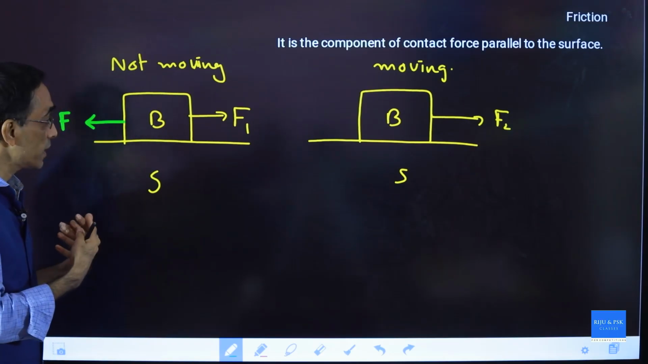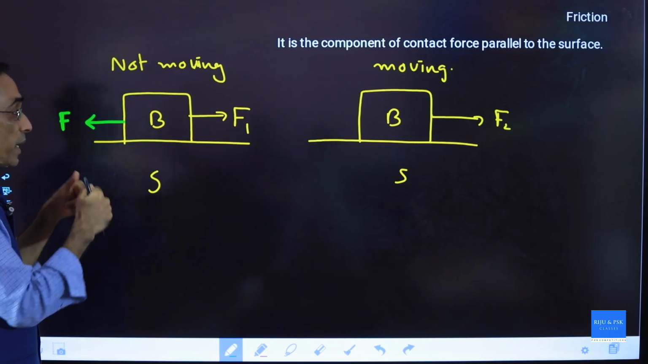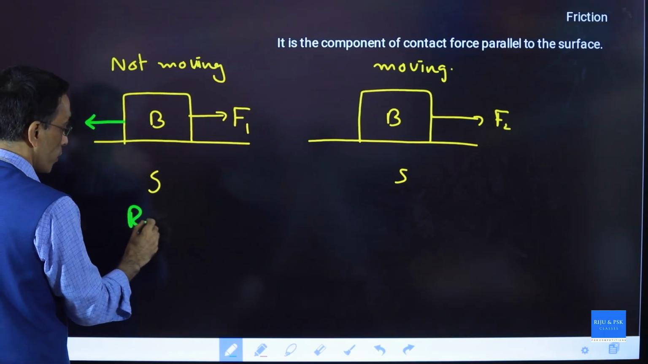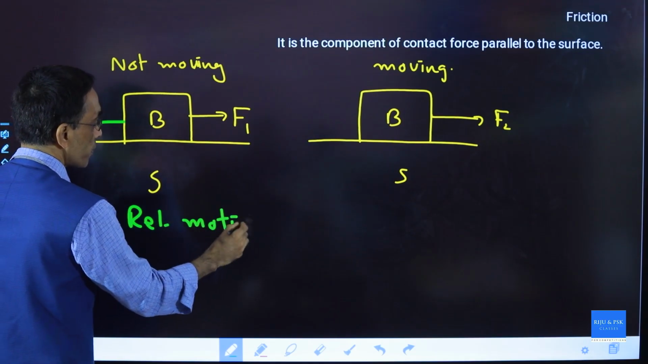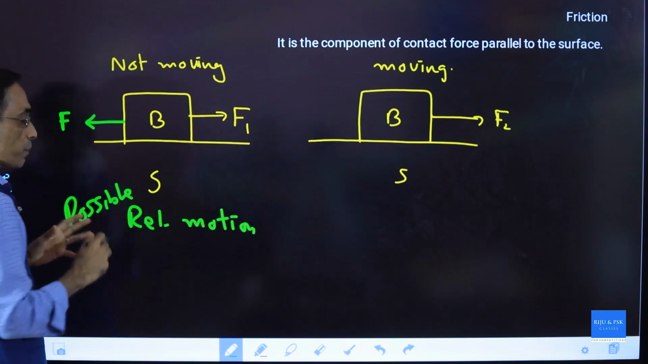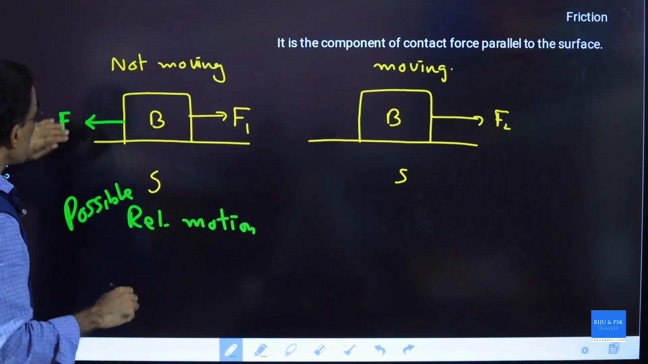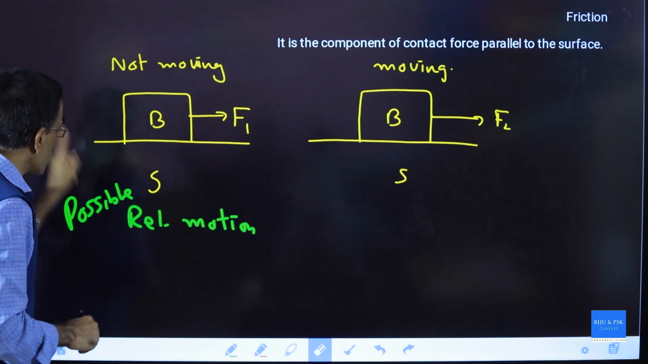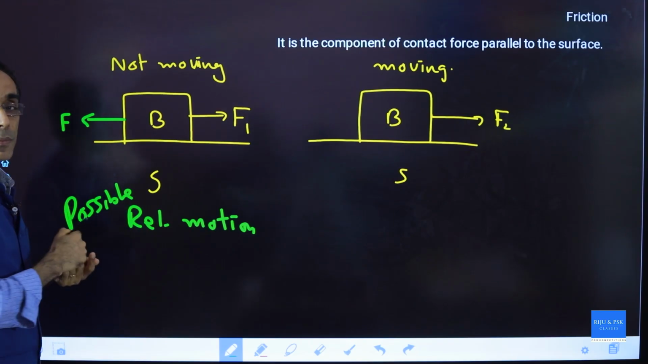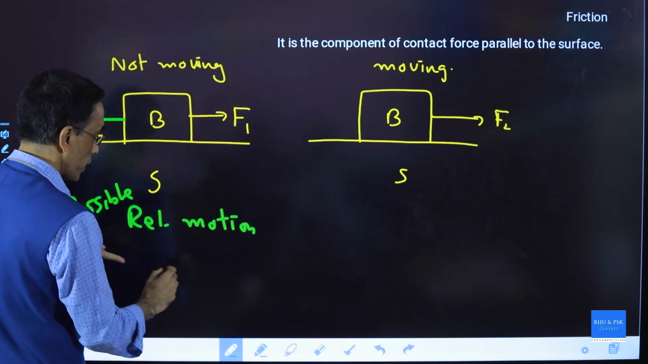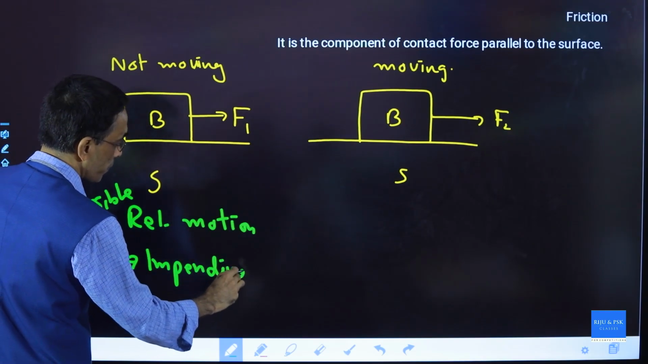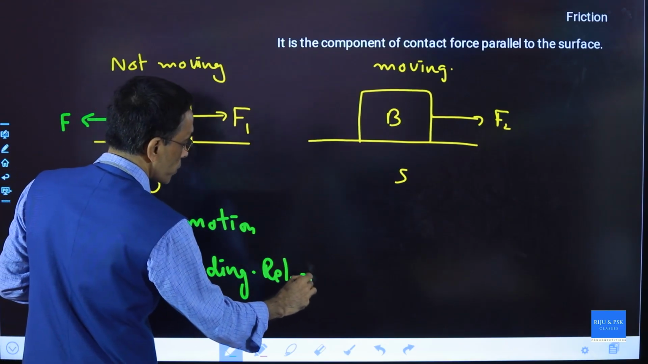Then I will say like this: there is a possible relative motion. When is it possible? If this force is not there, there is a possibility, but it is not happening because of this force. So, there is a possible relative motion, and this possible relative motion is called impending relative motion.